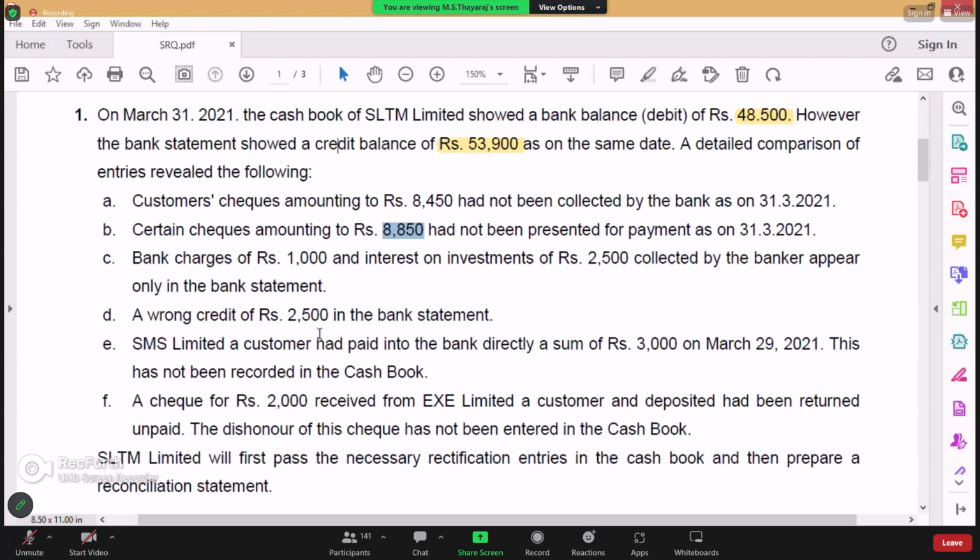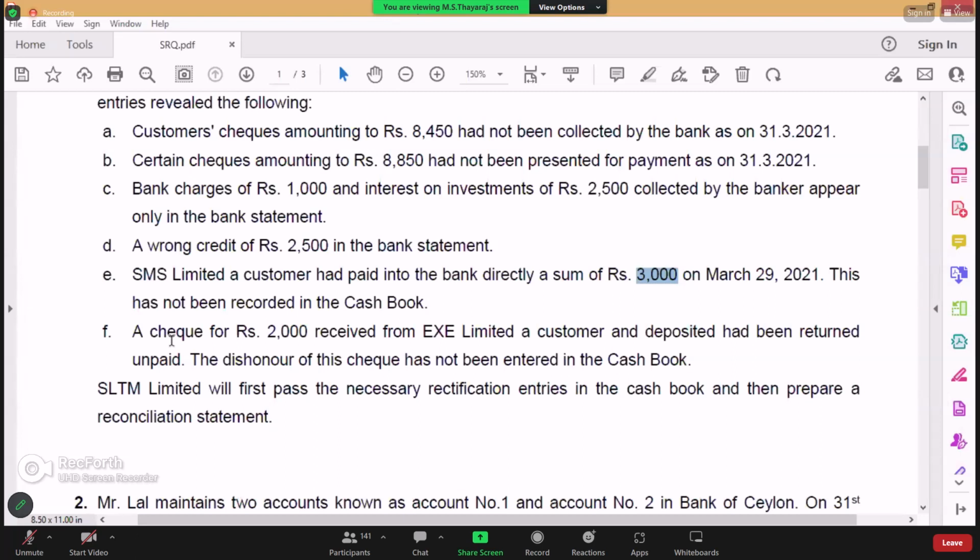The wrong credit of 2,500 in the bank statement is an error by the bank. Okay, wrong credit, SMS Limited. A customer has paid to the bank by direct deposit. Direct deposit means the particular customer deposits directly to the bank. We don't know about it until we receive the bank statement. Therefore, these 3,000 are entered into the bank statement, but not considered in our cash book.